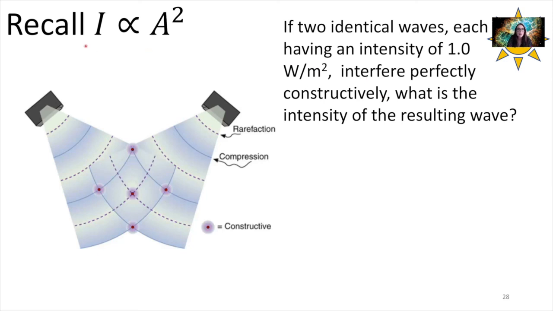Okay, so remember that the intensity is proportional to the amplitude squared. So you have to think about what happens to the amplitude when these waves interfere constructively, and then how does that relate to the intensity of these waves that have now interacted constructively?